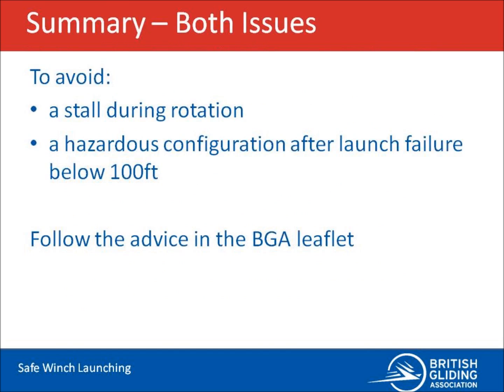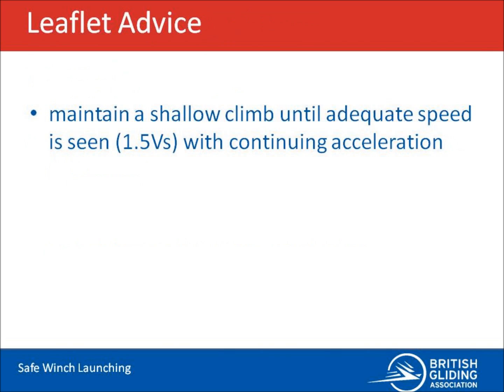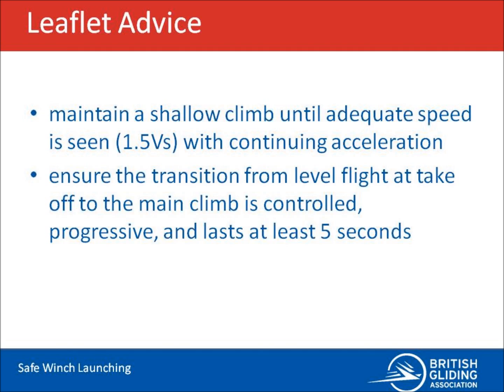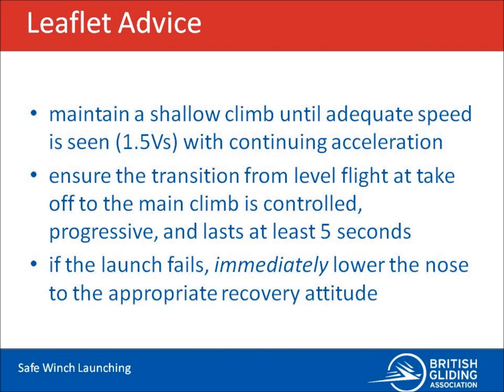The modelling shows that to avoid a stall during rotation and to avoid a hazardous configuration after a low launch failure, you should follow the advice in the BGA Safe Winch Launching leaflets. Maintain a shallow climb until adequate speed, 1.5 times the stalling speed, is seen with continuing acceleration. Ensure the transition from level flight at takeoff to the main climb is controlled, progressive, and lasts at least 5 seconds. If the launch fails, immediately lower the nose to the appropriate recovery attitude.